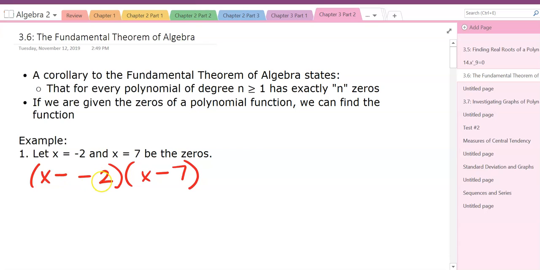For this first one, because you have a double negative here, because it was x minus that -2, I would change that to a plus sign. Think about your keep, change, change rule. Both of these are going to change to plus signs. So that's going to become x plus 2. And then x minus 7, like that.